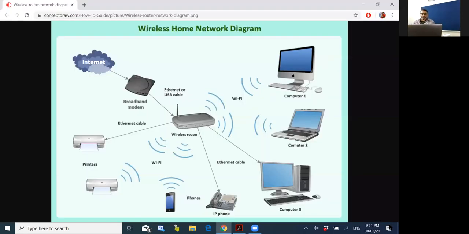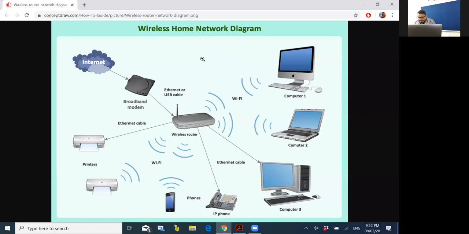Now, wireless networks. Wireless is mostly either Wi-Fi or Bluetooth that we use at home. Both Wi-Fi and Bluetooth offer wireless communication between devices. They both use electromagnetic radiation as the carrier for data transmission.